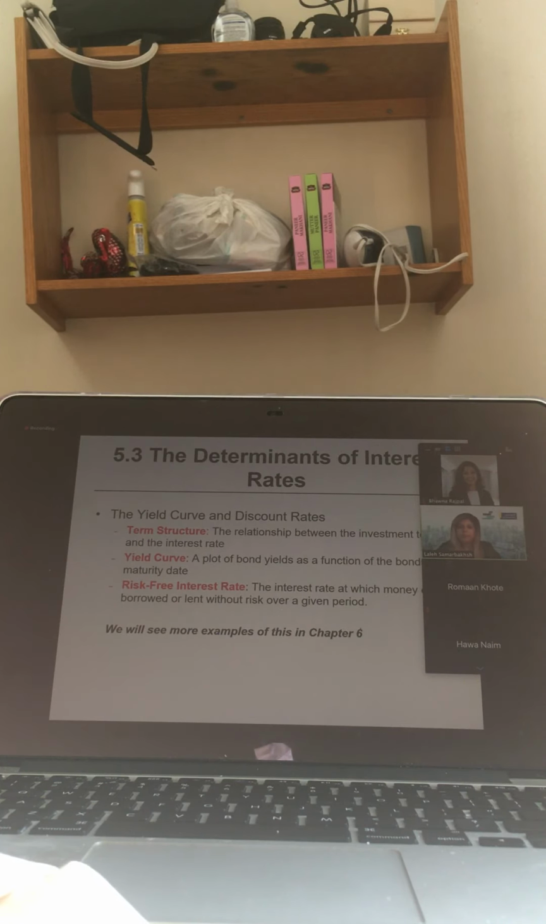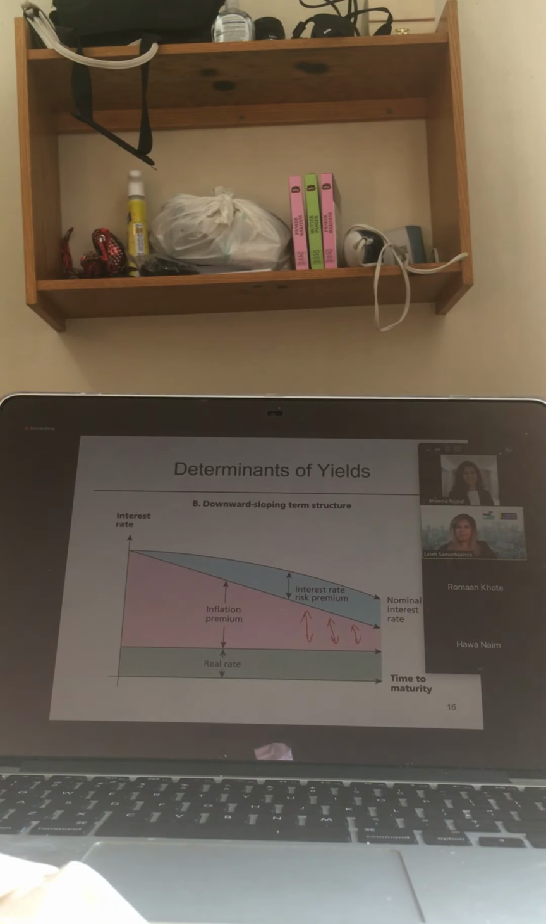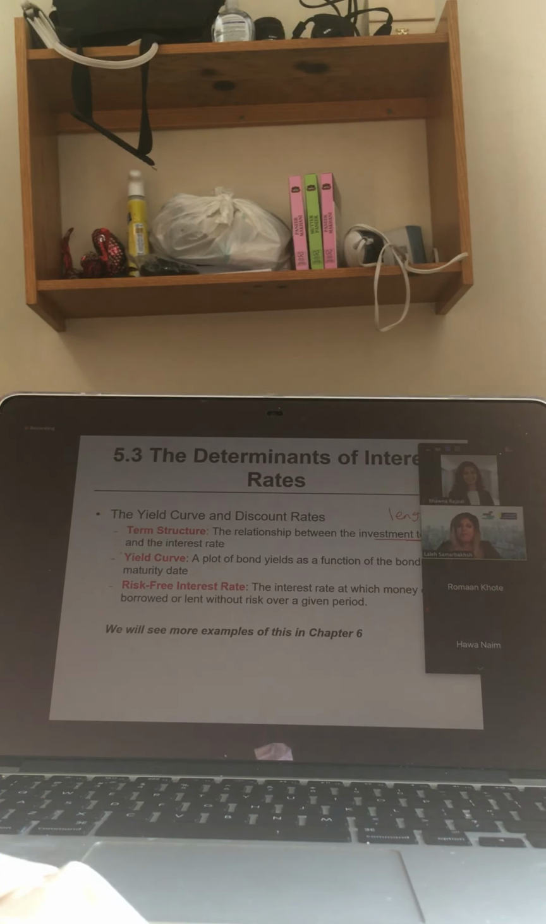Term structure is the relationship between investment term and interest rate. Here when we say term, it means the length, it means the maturity. That's what this graph was about. Look at that. On the x-axis you have time, on the y-axis you have interest. Then you have yield curve, which is a plot of bond yields as a function of the bond's maturity date.